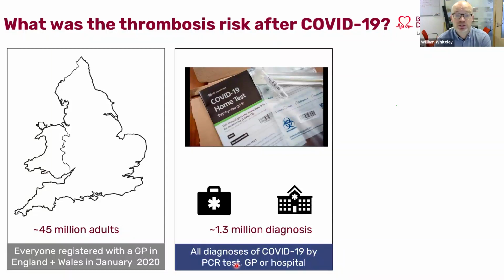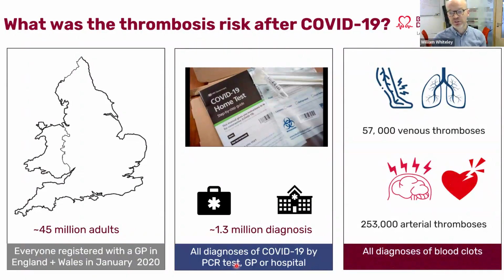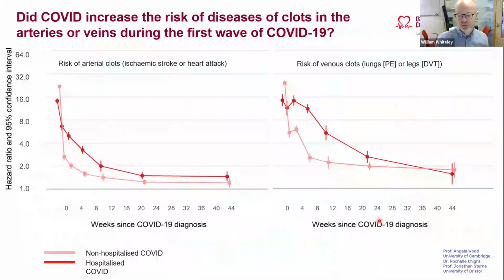seen their GP or admitted to hospital with a COVID-19 diagnosis, and looked at everybody who'd had either a venous thrombosis or an arterial thrombosis to tell us about blood clots. So the venous thromboses were deep venous thrombosis or clots in the legs, the lung thromboses, pulmonary emboli. We've looked at clots in ischemic stroke as one of our arterial thromboses and myocardial infarction. And you can see the substantial numbers of people who've been affected by these conditions we've been able to analyze. So about 57,000 venous thromboses and about 250,000 arterial thromboses. And this is what this found.